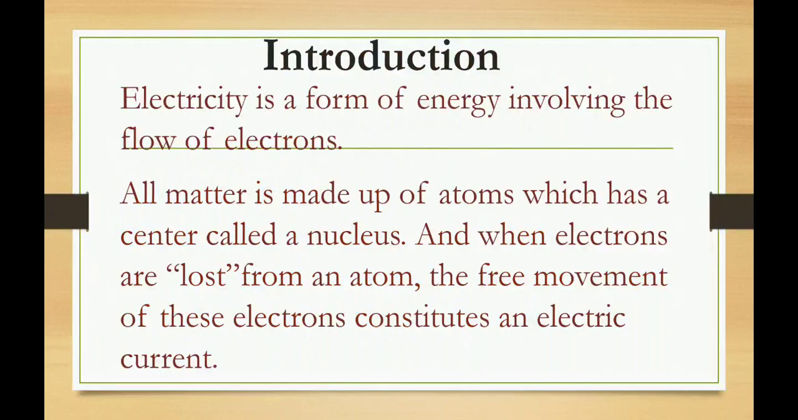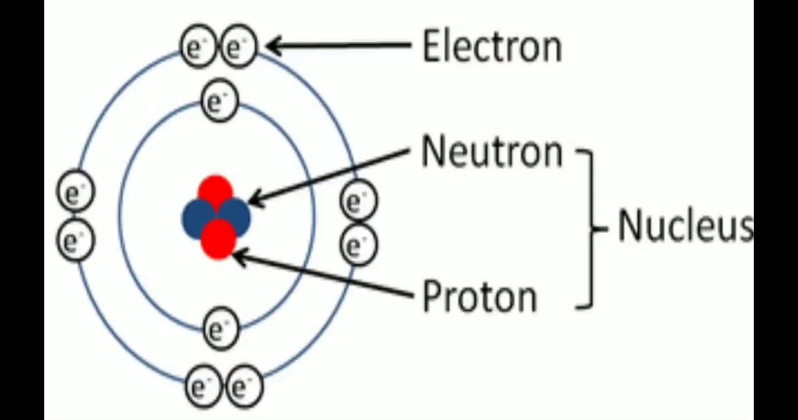When these electrons are lost from an atom, they will become free, and the movement of these free electrons constitutes an electric current. You can observe in this picture. An atom contains a nucleus, the center. The center contains nucleons. You can see blue and red colors. They are nucleons, that is neutrons and protons. Protons are positively charged and neutrons are neutral. They don't have any charge. And electrons are revolving around the nucleus in different orbits. They are negatively charged particles.